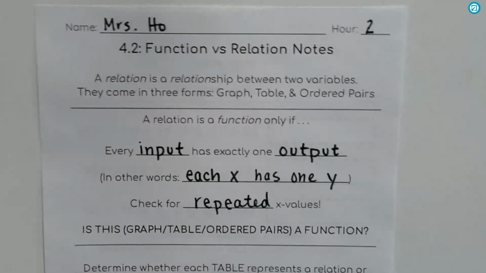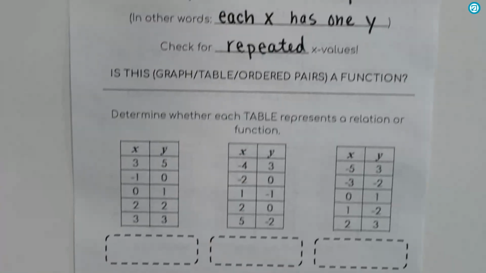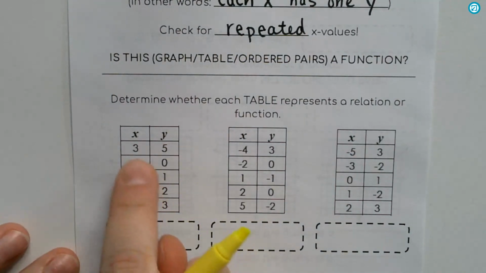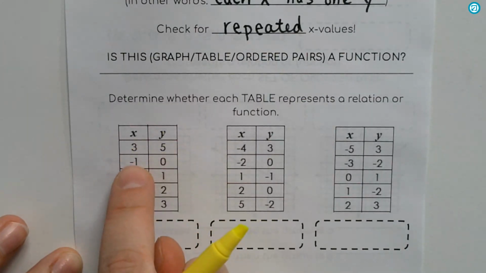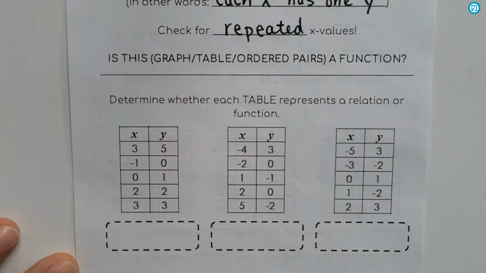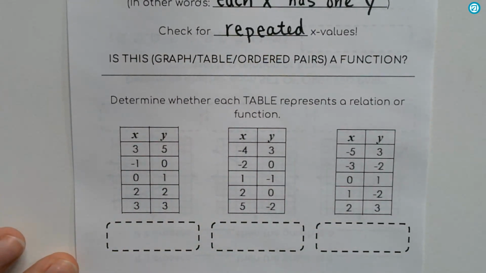Okay, so we're going to look at the three representations. We are going to start with tables. So when we are looking at tables, we are going to look to see if there are any x values that lead to the same y value. So I'm going to look through all my x values. I've got 3 goes to 5, -1 to 0, 0 to 1, 2 to 2, 3 to 3. Are there any x values that get repeated?